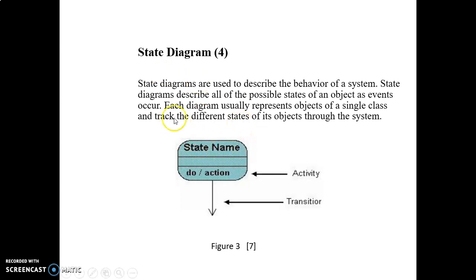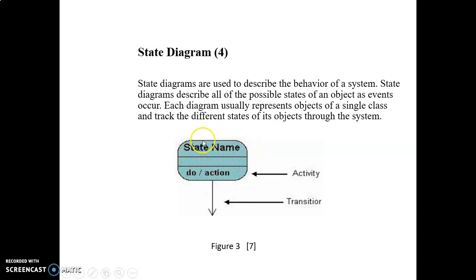Now I'm coming to the state diagram part. See here, state diagrams are used to describe the behavior of a system, which describes all the possible states of an object as events occur. Event occurred means, suppose we are starting a system. So first, just like a class name, here we have to use this kind of symbol.